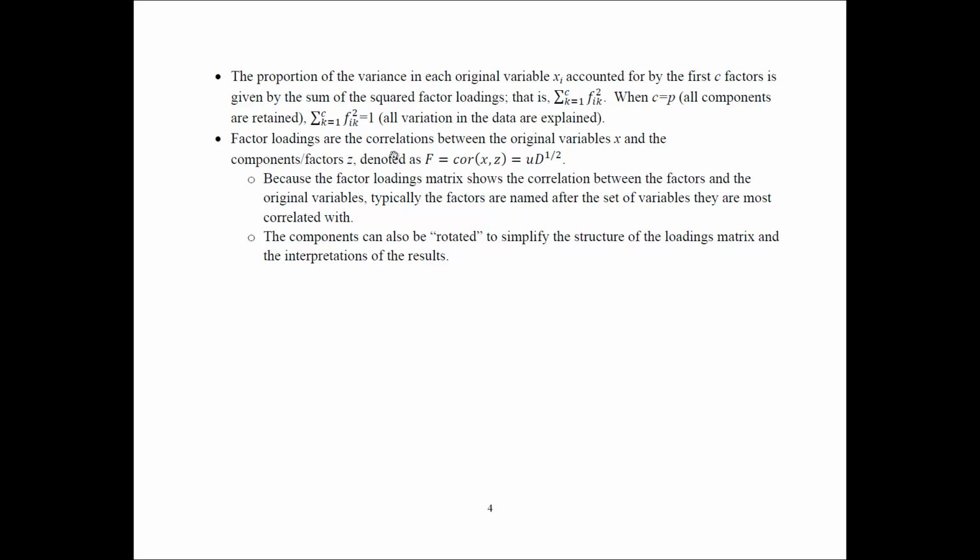So the factor loadings are the correlations between the original variables x and the component factors z, which would be the correlation of x and z, and that is also u times d to the 1/2, and we will actually look at these in the example section in the next video. Because the factor loadings matrix shows the correlation between the factors and the original variables, typically those factors are named after the set of variables they're mostly correlated with. For example, if you're doing a survey and you kind of know which factors are important, you could have several questions representing those factors, and then your analysis would show you which questions really load on which factors, and would confirm that. Another thing we're going to do here is that the components can also be rotated to simplify the structure of the loadings matrix, and also to facilitate the interpretation of the results.